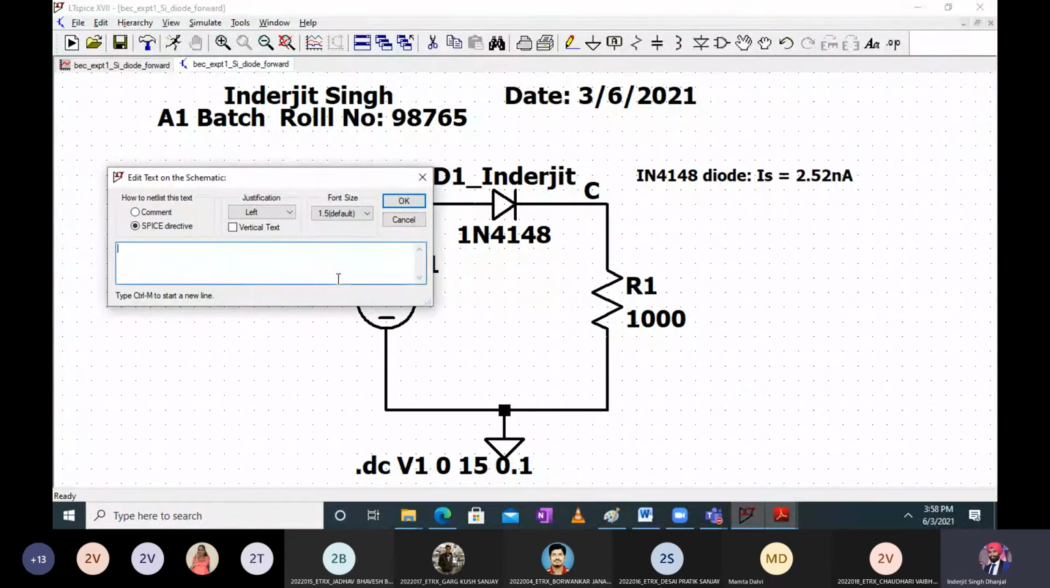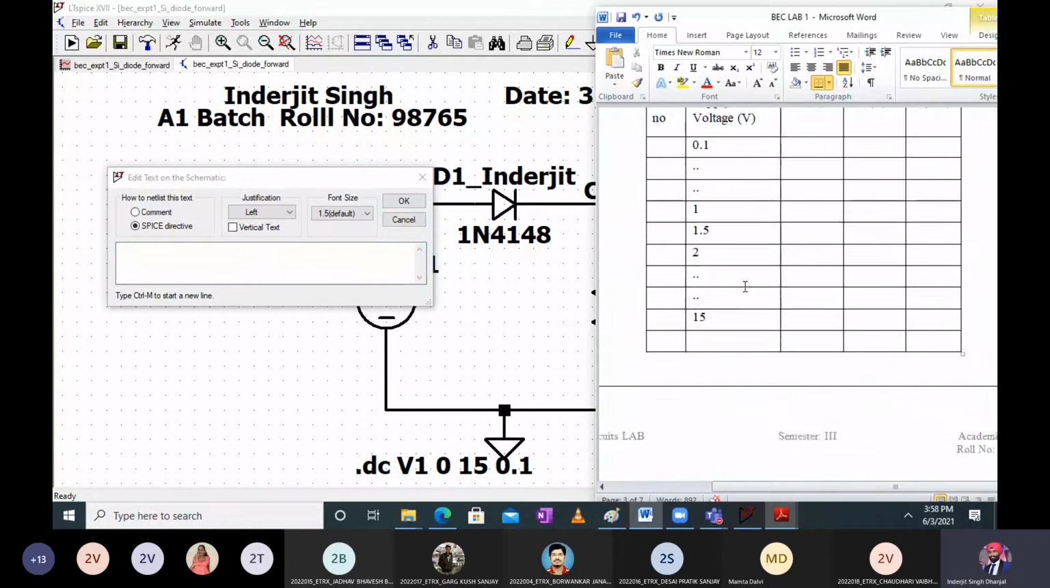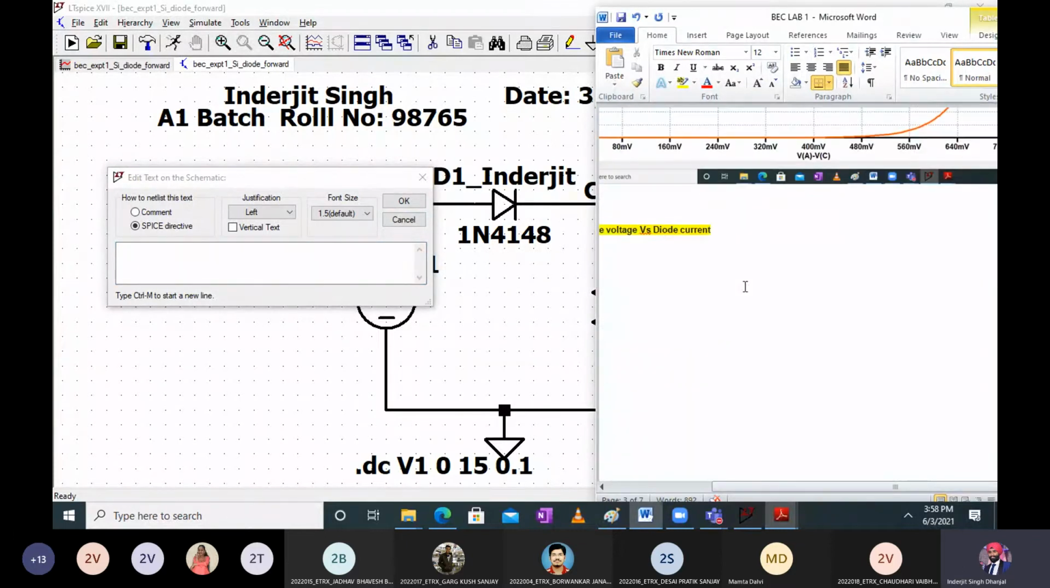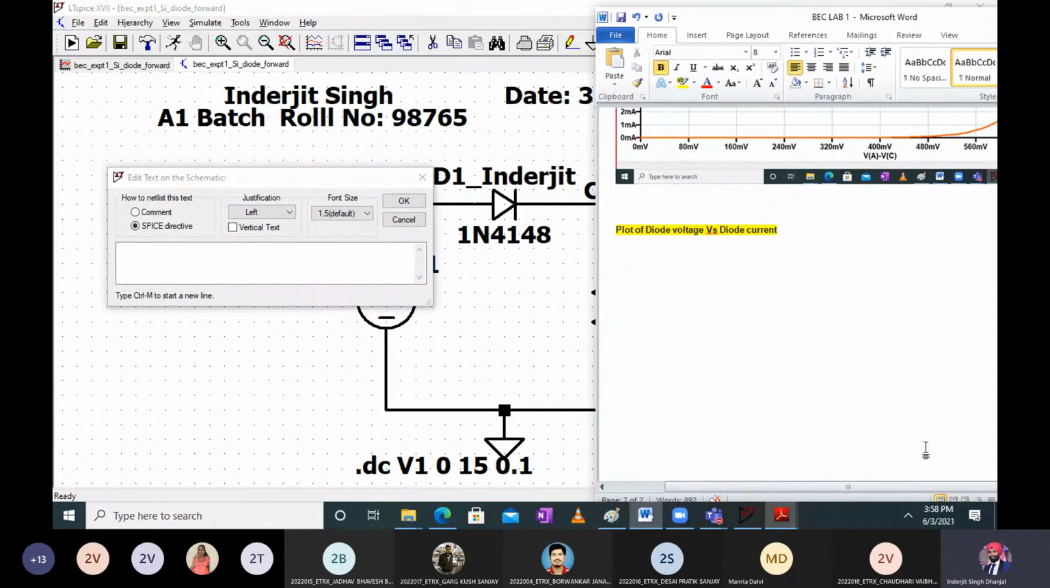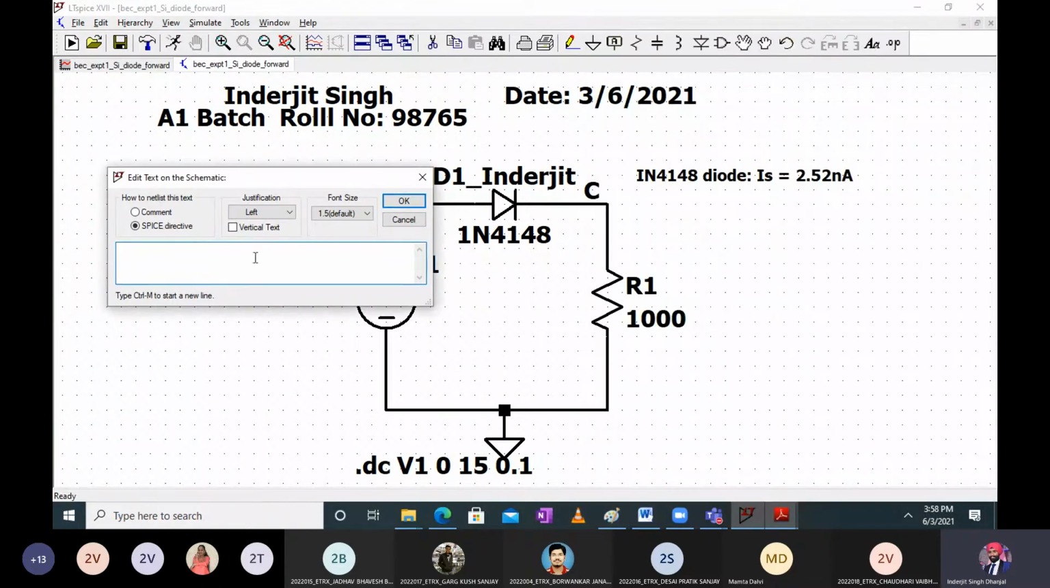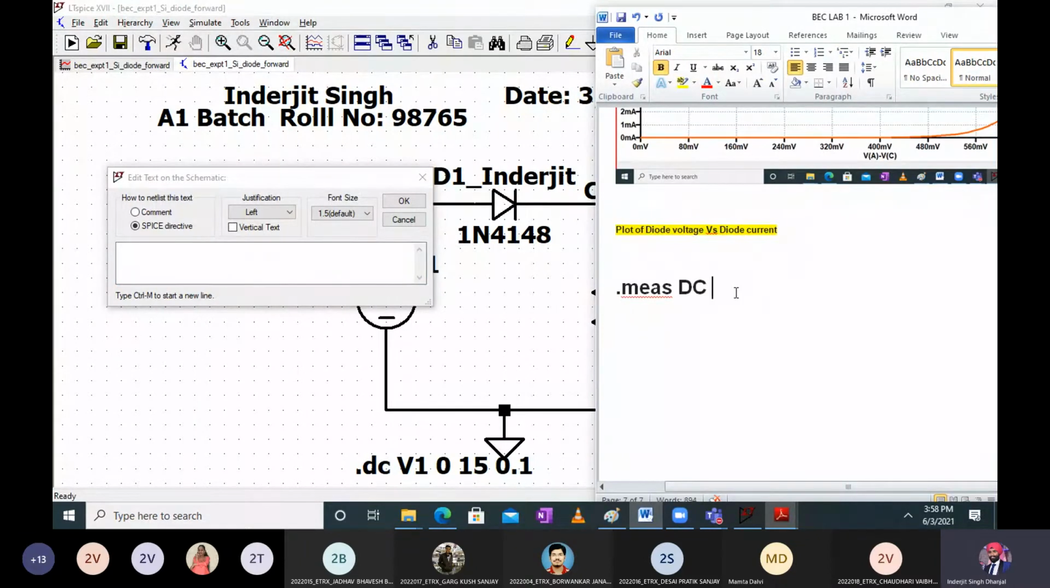Now let us start. I cannot expand it a little, so I will show it to you over here. How will I write those statements? I will write .measure DC. You have to write this statement inside this. This is very small, that's why I'm writing in the Word document. .measure DC, you give a name, let's say you give the name VR0. This is just a name, it will store the value over here, VR0.